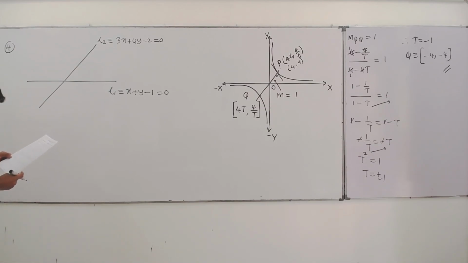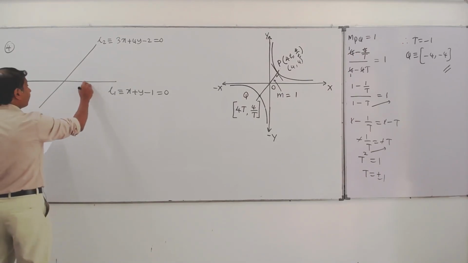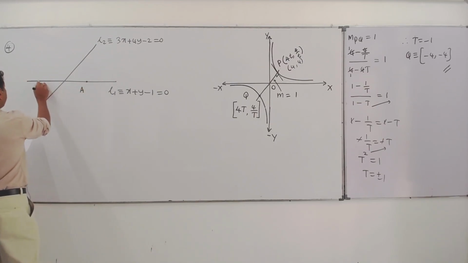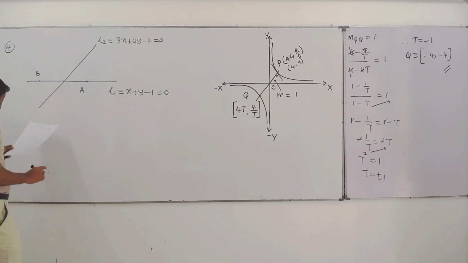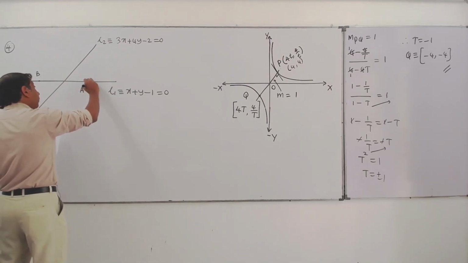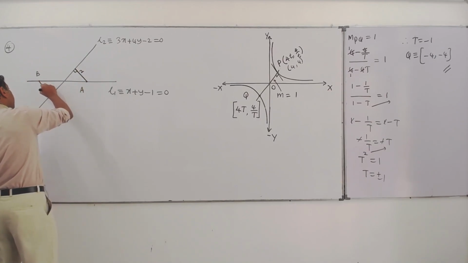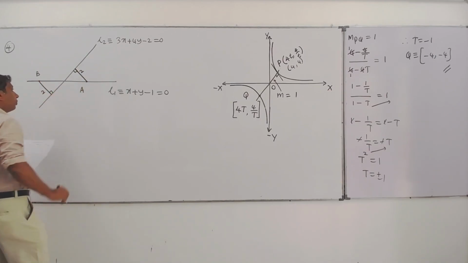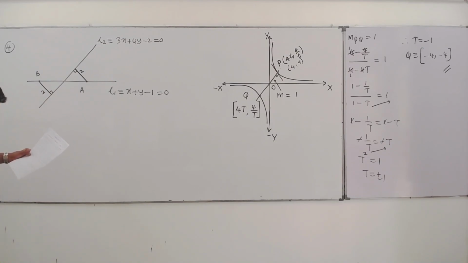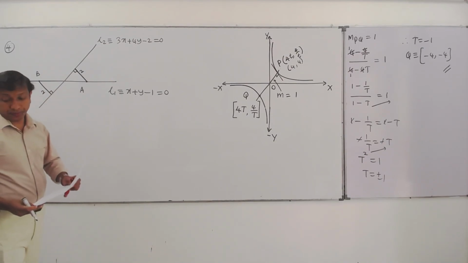Two distinct points A and B are situated on L1. Right here, suppose A. The other point is here, B. The perpendicular distance from each point to L2 is 2 units. We'll draw perpendiculars like this. You see? 2 units. Here also 2 units. What is being asked? Find the coordinates of A and B.